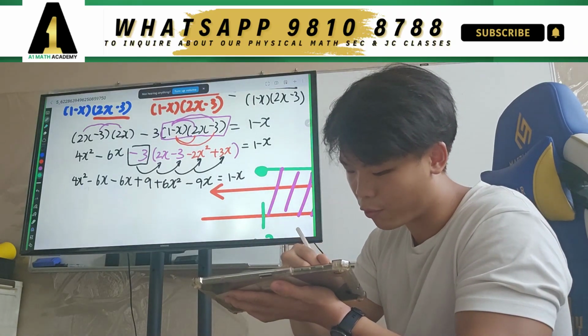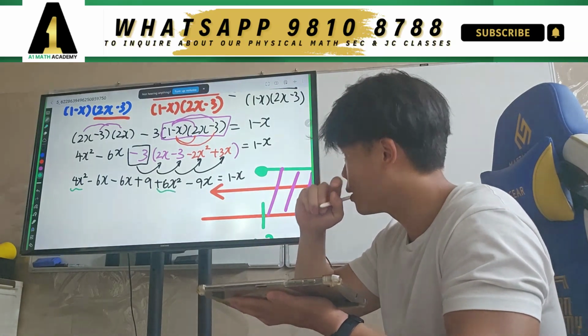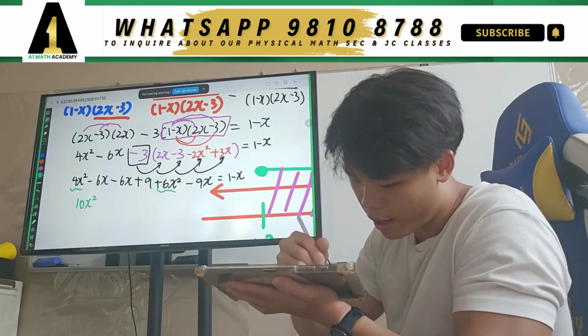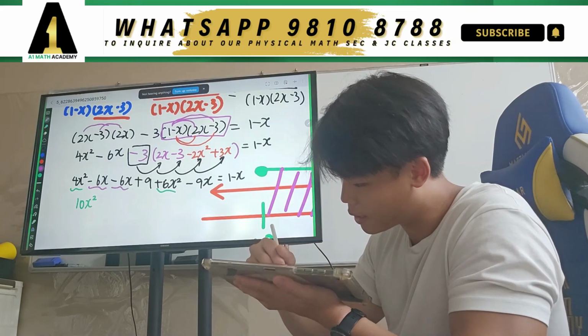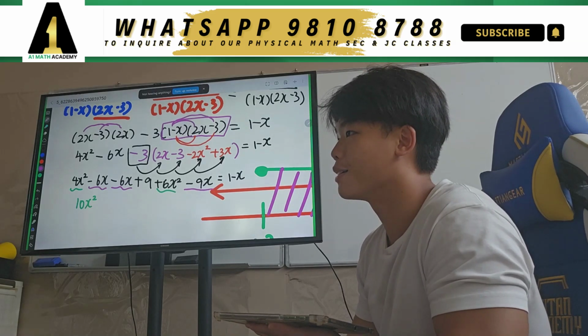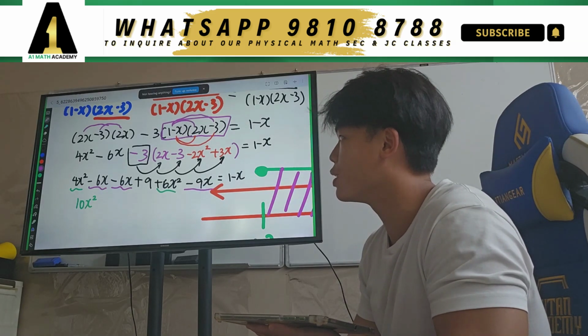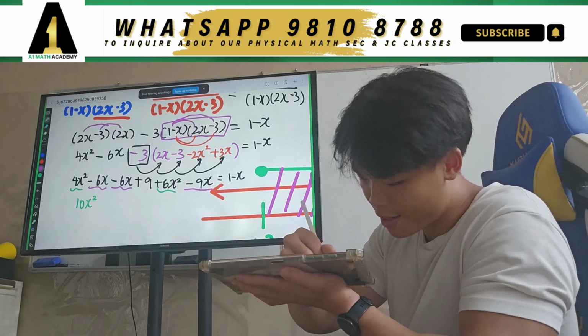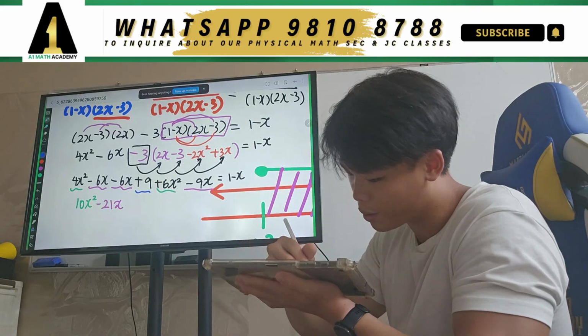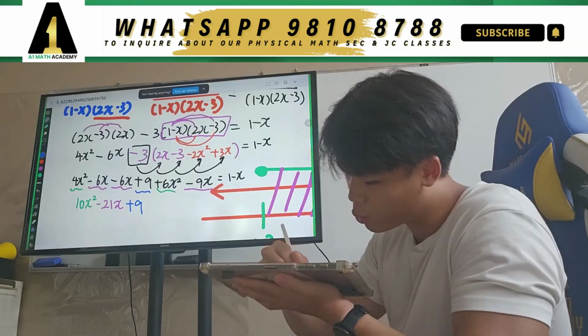Okay, combine. So 4x squared plus 6x squared, we get 10x squared. Then we have minus 6x minus 6x minus 9x. So it's minus 6 minus 6 minus 9, so you get minus 21x. Then you have plus 9, over here also plus 9. Equals to 1 minus x.